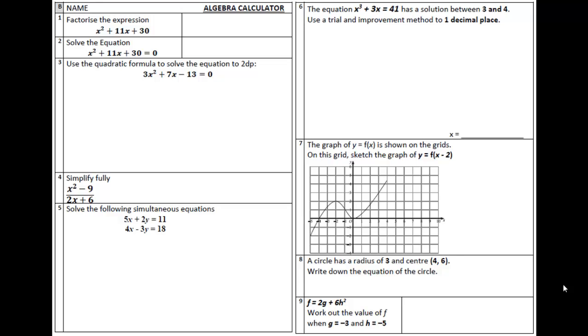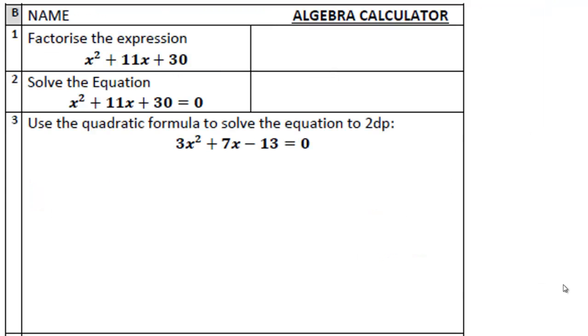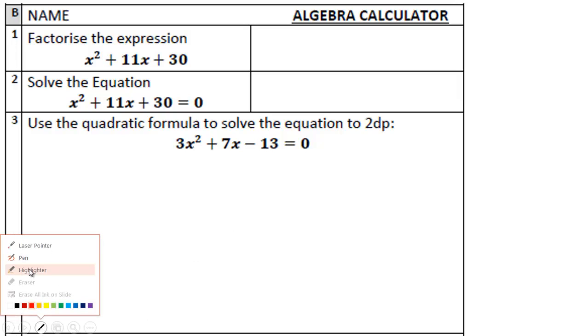This is the calculator set B worksheet. So you make sure you have the algebra version of this. This is what you should be looking at, and let's make a start of it. You should have done sheet A already and had a really good understanding of it. Let's have a look at sheet B and get started on that. So let me just get the pen working.